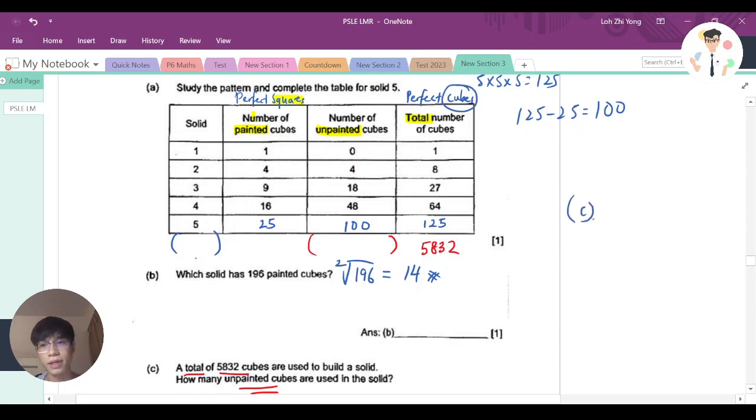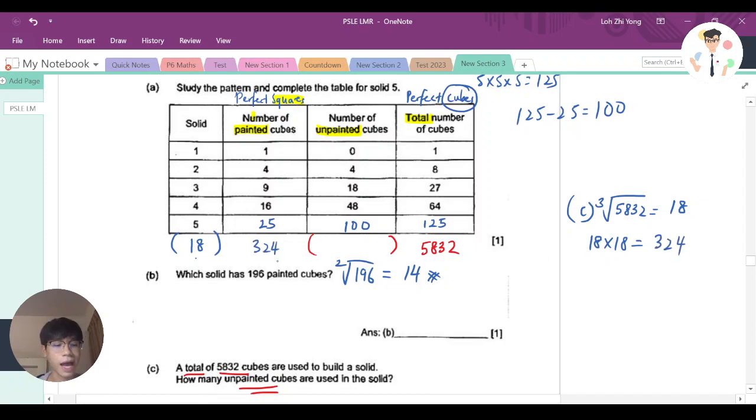So my first step, let me write here C, to find the solid number, I actually can do something similar. Just now I used square root, now I use cube root. Just press on your calculator, cube root 5832, and you will find out that the solid number is actually 18. Yes, 18. So of course, with the solid number, you actually can find the painted cubes. So the painted cubes basically is 18 times 18. If you press on the calculator, you should find it's actually 324.